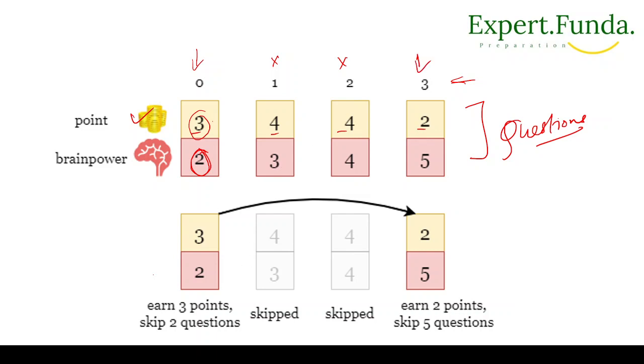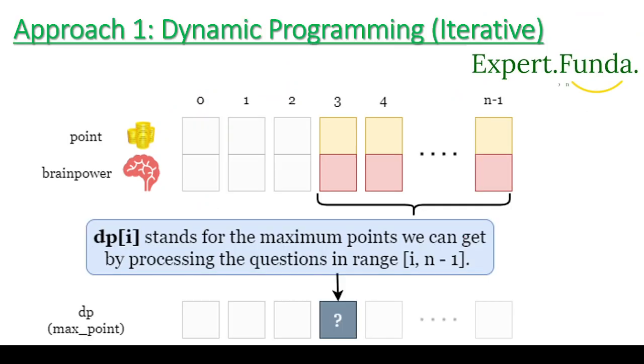So as you can see in the representation, we got 3 as the earned points, and we skipped 2 questions. We are not going to solve these 2. We will reach directly to here. So we'll get 2 points, and we are going to skip 5 questions. Further, we don't have the elements. If there were 5 more elements, the next 6th element we would have to consider for solving. If not, we can skip.